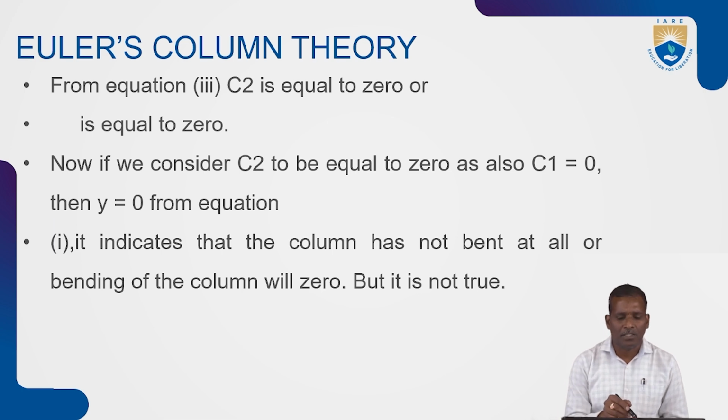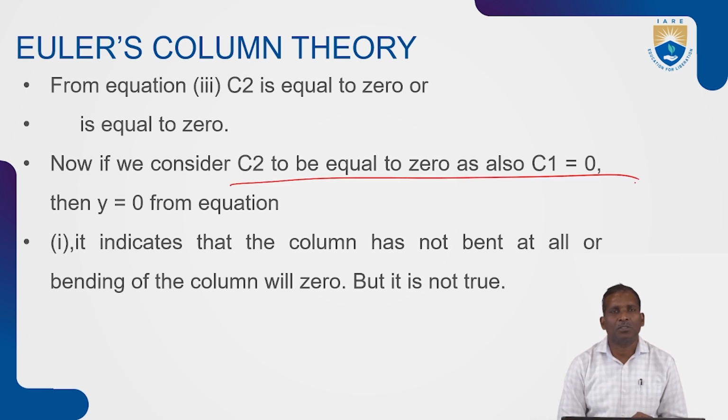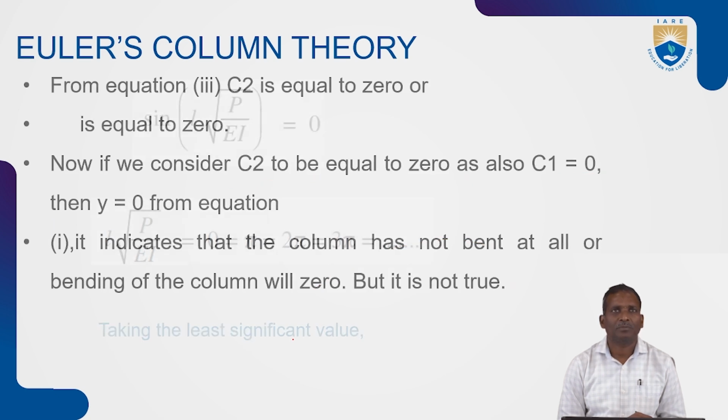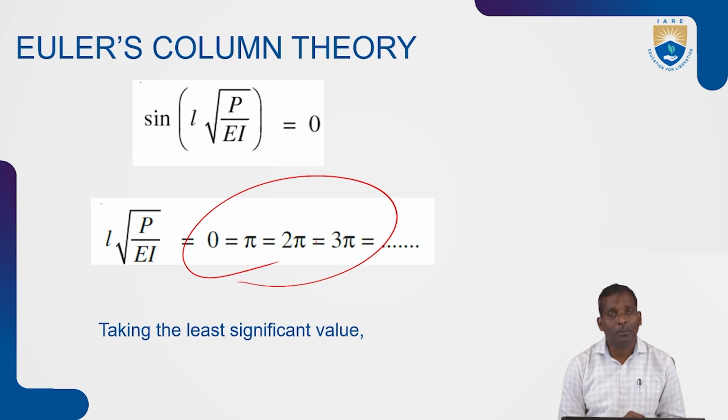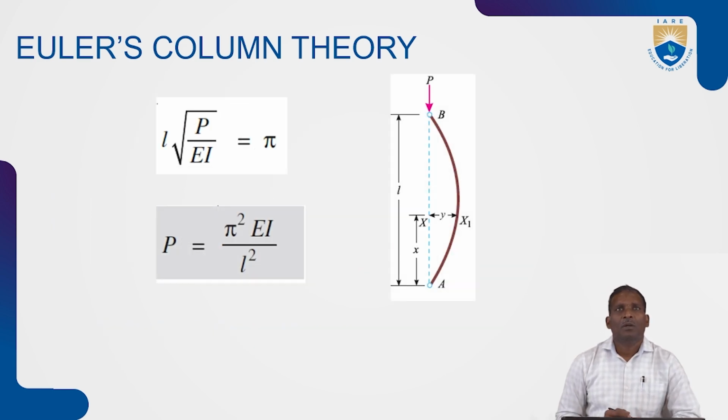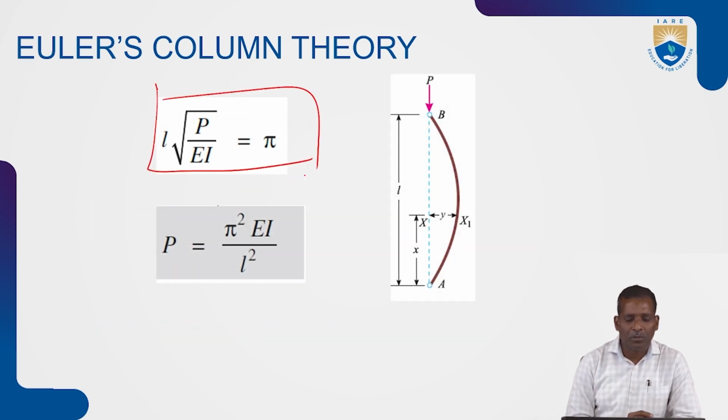Now if we consider C2 to be equal to 0 as well as C1 equal to 0, it indicates that the column has not bent at all, the bending of the column is 0, but that is not true. So sin L into square root of P by EI is equal to 0, and L into square root of P by EI is equal to the values 0, pi, 2 pi and 3 pi. Taking the least significant value, L into square root of P by EI is equal to pi.